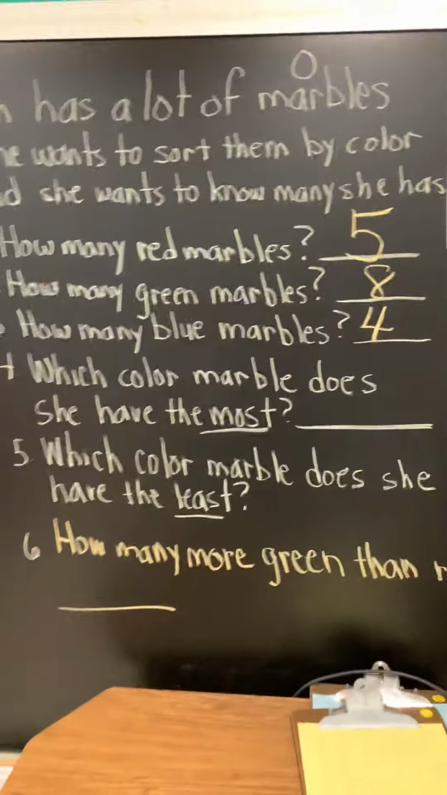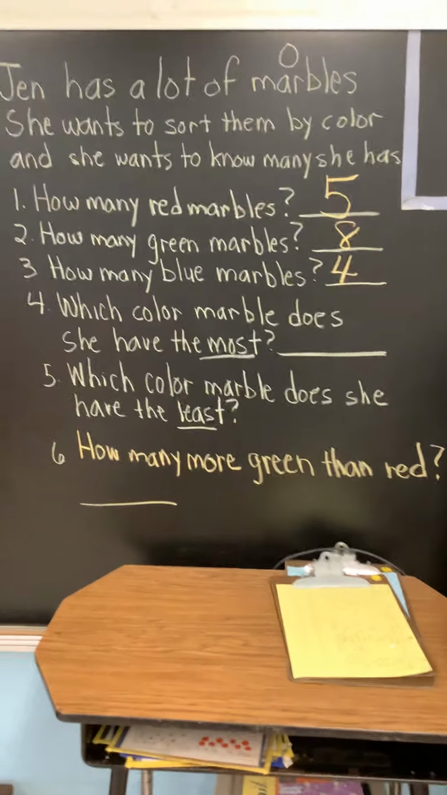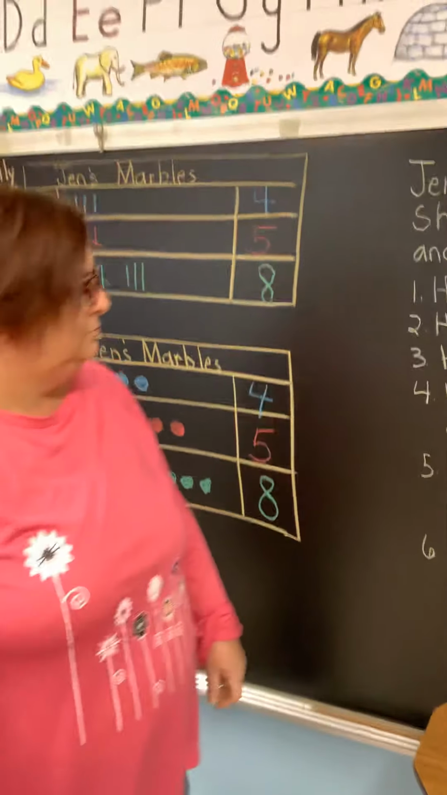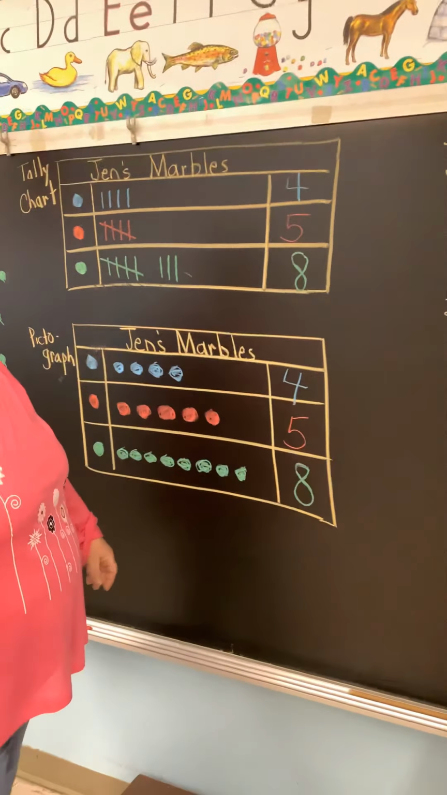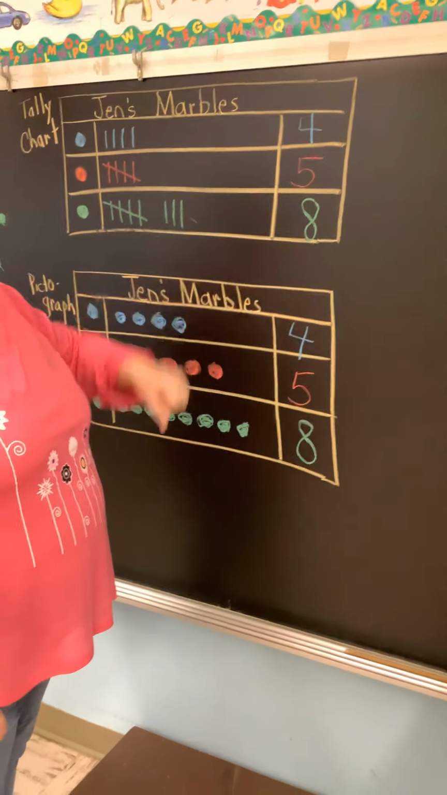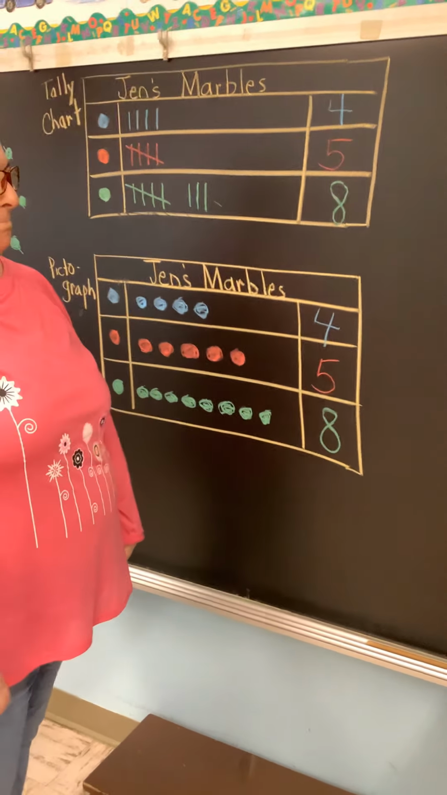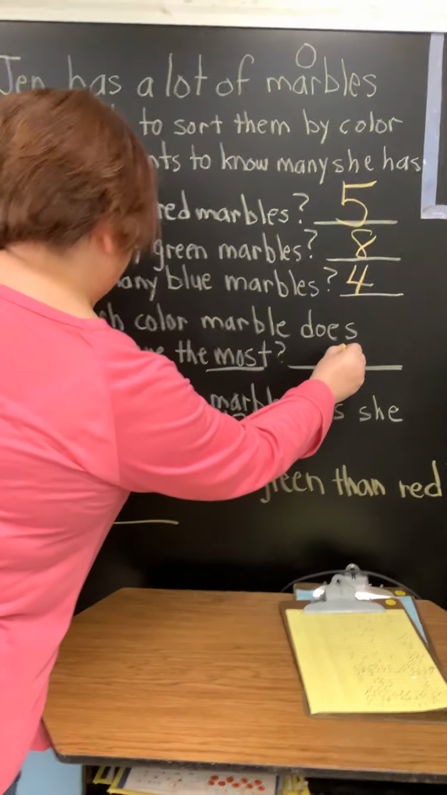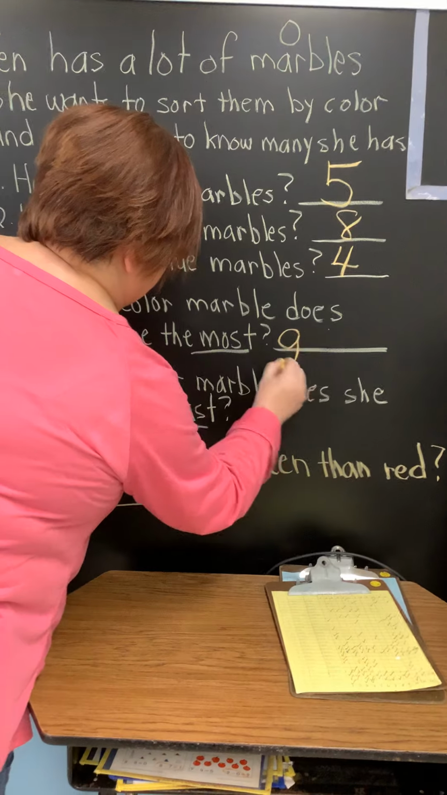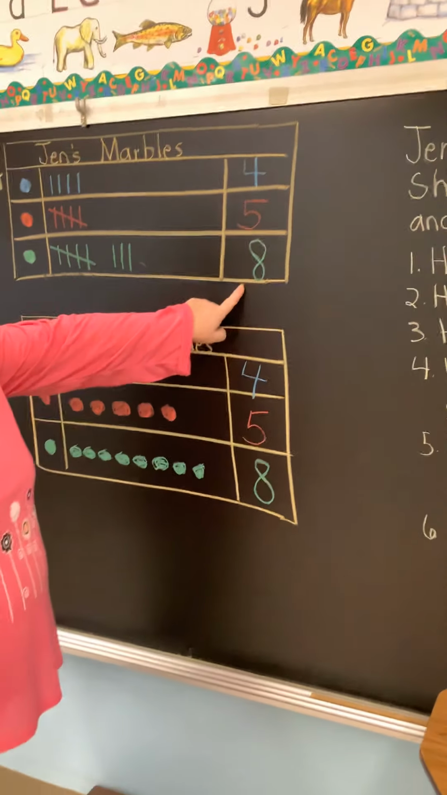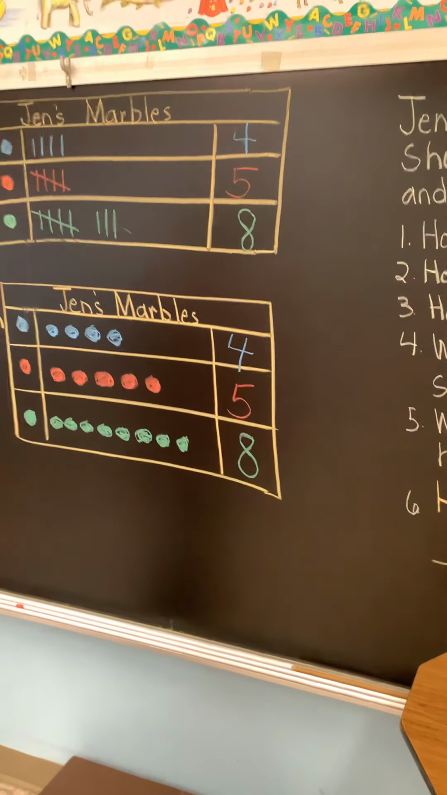The next question says, which color marbles does she have the most? Let's look at our charts again. Which one has the most? What do you think before she writes it? Now she's going to write it. I'm not going to say it. She's going to write it, and you see if you agree. Yep, so she wrote green because there's 8. See how there's 8 green? There's only 4 blue and 5 red.